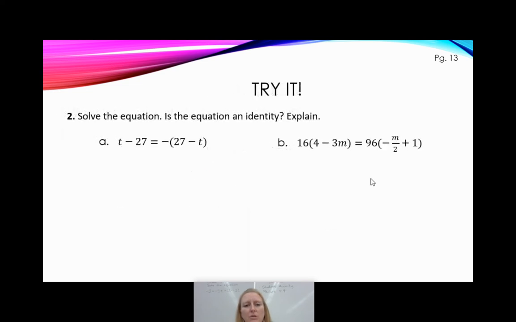So I would like you to go ahead and solve both of these equations. Is the equation an identity? And I just want you to explain why it is or is not an identity. Go ahead, hit pause to solve both of these equations. Hit play when you're ready to check your work.